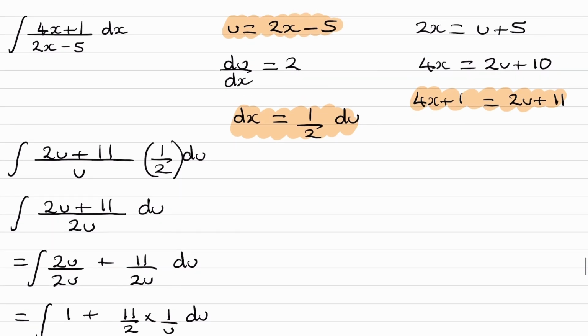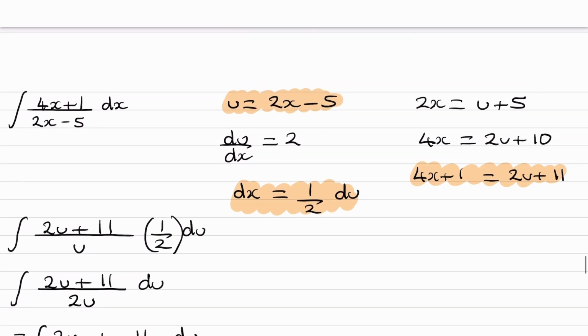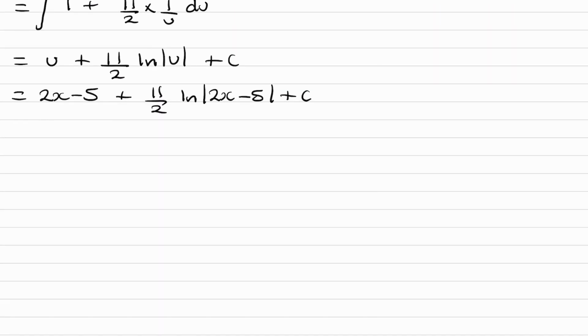Now replace the u back with 2x minus 5, so this then becomes 2x minus 5 plus 11 over 2 ln 2x minus 5. And then, if we wanted to, we don't have to do this, we could absorb the minus 5 here in the constant. So we can say that this is equal to 2x plus 11 over 2 ln 2x minus 5 plus some new constant c prime.